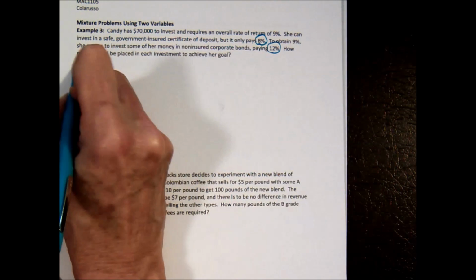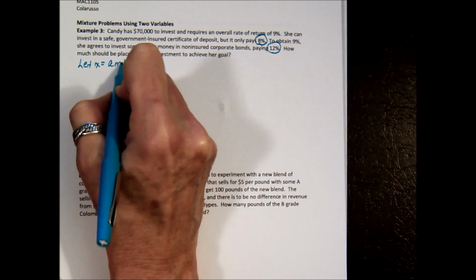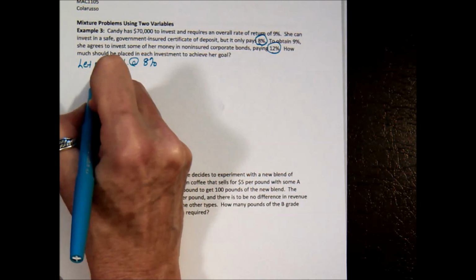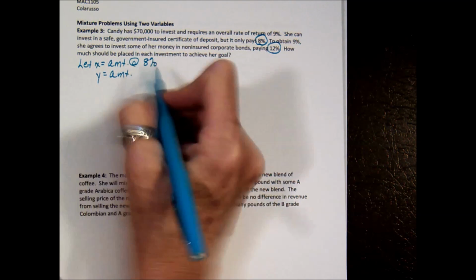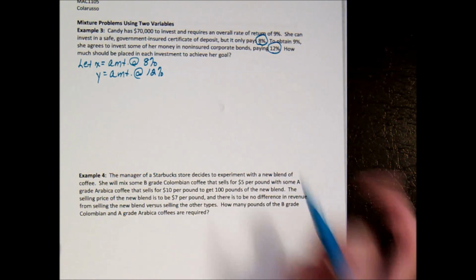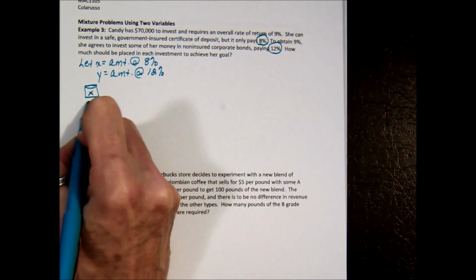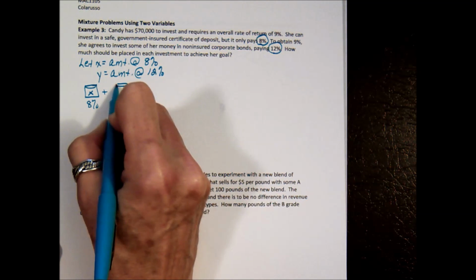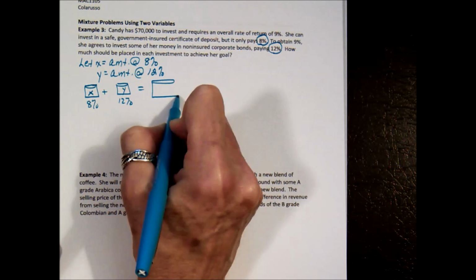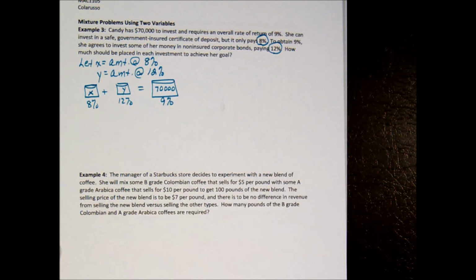So what we're going to do is say let X equal the amount that she's going to invest at 8%. That was the first type. So Y is going to equal the amount that she's going to invest at 12%. Now I can draw a little picture here to help us. So here is the amount she's investing at 8%. Here is the amount she's investing at 12%. Altogether, we know how much she has. She has $70,000 and she wants to get 9%.